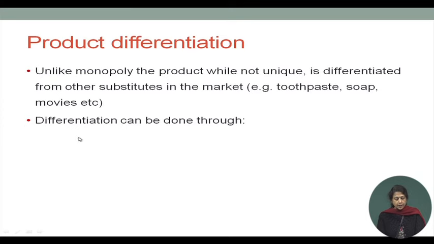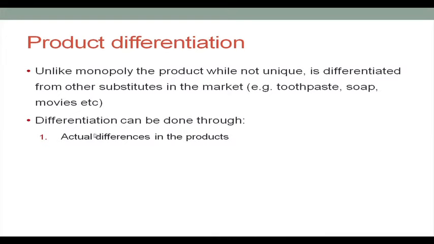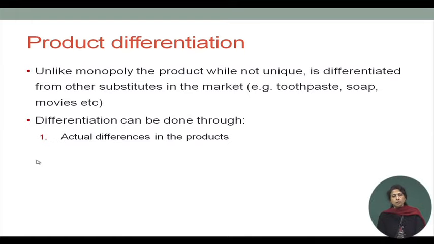Differentiation can be done in a lot of ways. The seller will come up with a whole lot of ways to differentiate his product from the other products in the market. One is the actual difference in the product. Say, for example, again coming back to toothpaste, you will get a whole lot of varieties of toothpaste in the market. Some will claim to have cloves, some will claim to have mint, some will claim to have salt, some are white, some are red, some are striped. So, the products are different from each other, although they are all toothpaste.